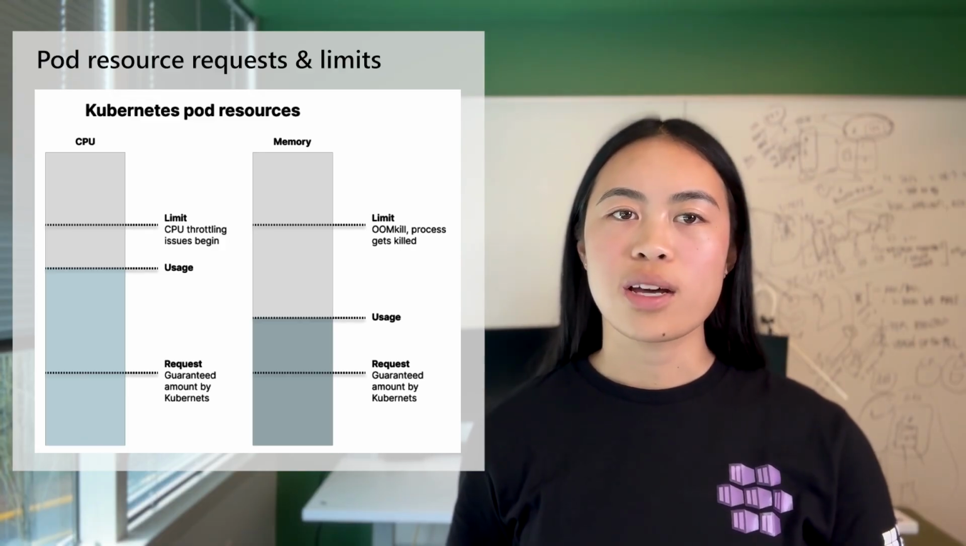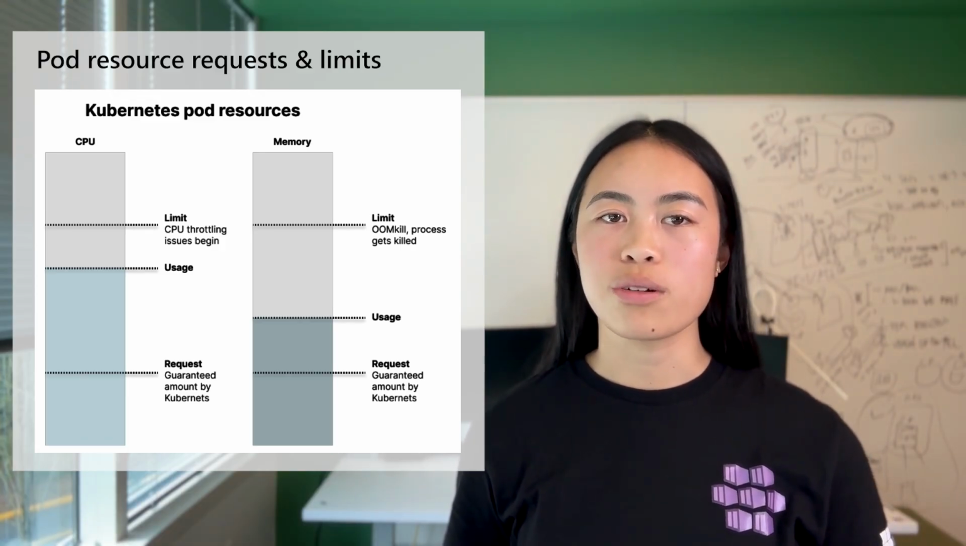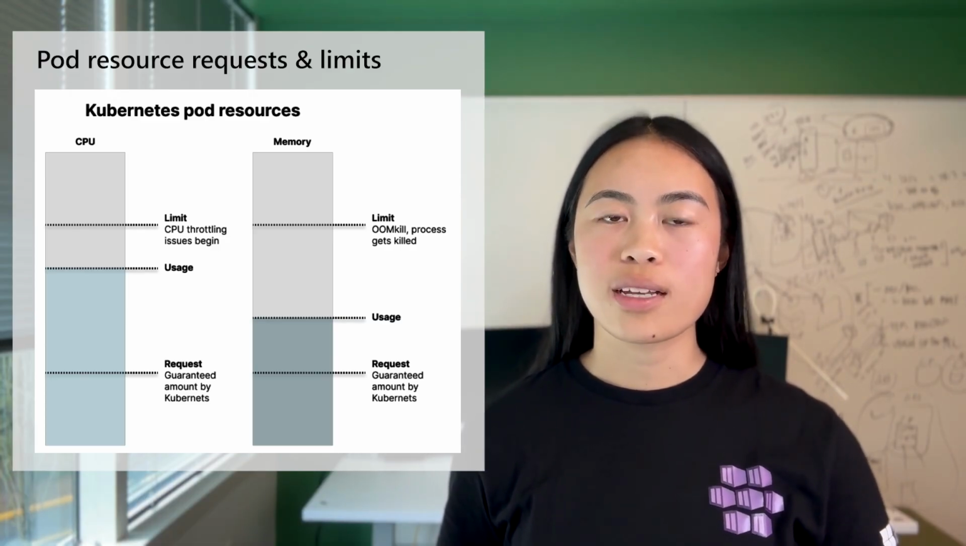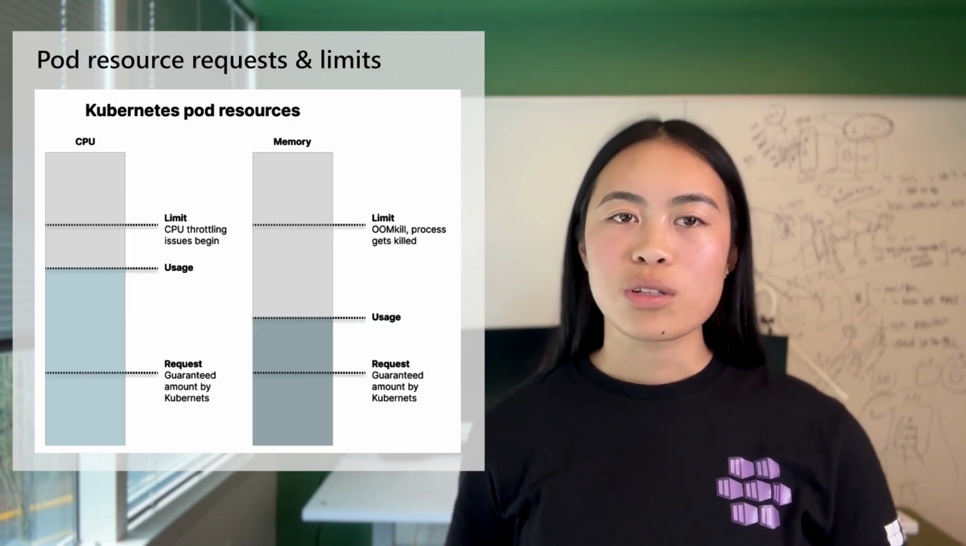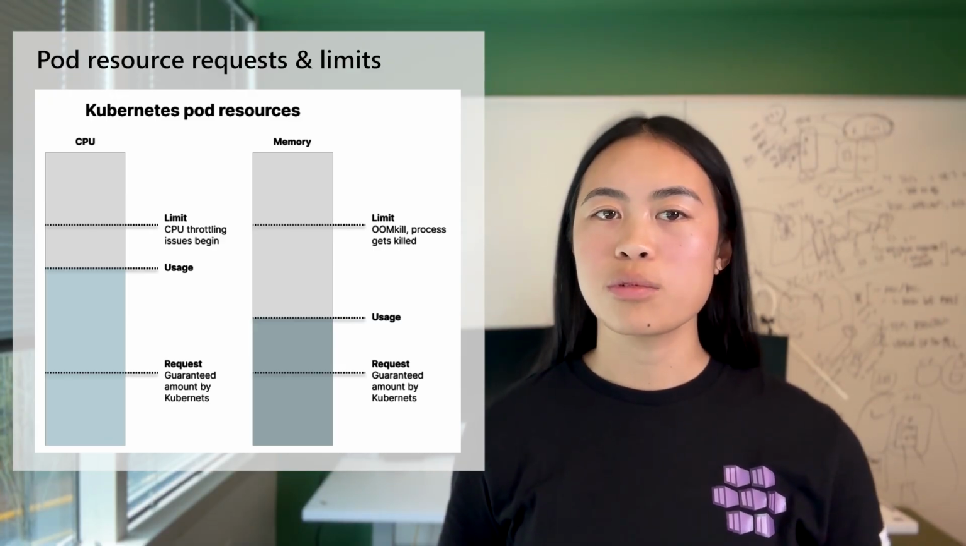Resource requests define the amount of CPU or memory a pod needs in order to be scheduled to a node. If your pod requests 2 GB of memory, but your node only has 1 allocatable gigabyte, the pod will not be scheduled. It will go into a pending state until the required resources do become available.